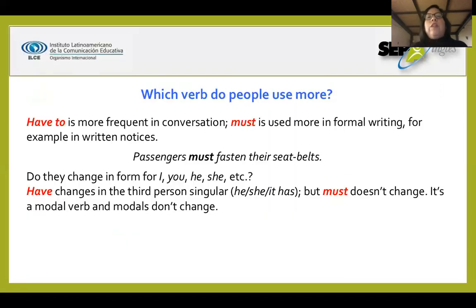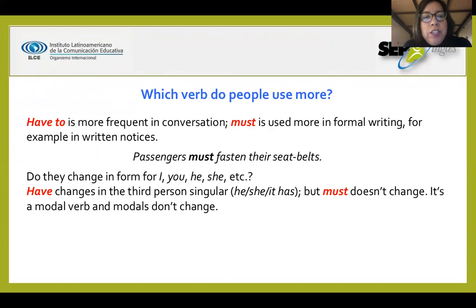Okay, so which verb do people use more? Have to is more frequent in conversations, and must is used more in formal writing. Okay, for example, in written notices, passengers must fasten their seatbelts.